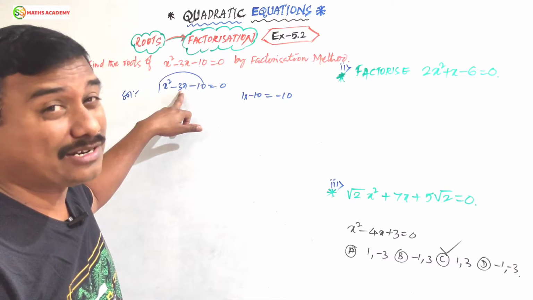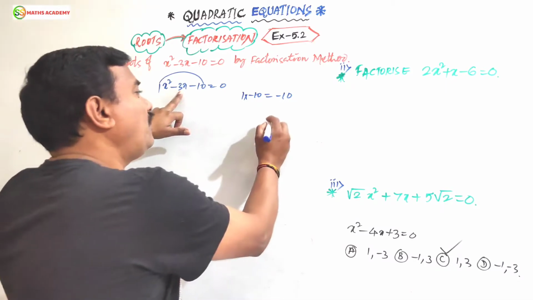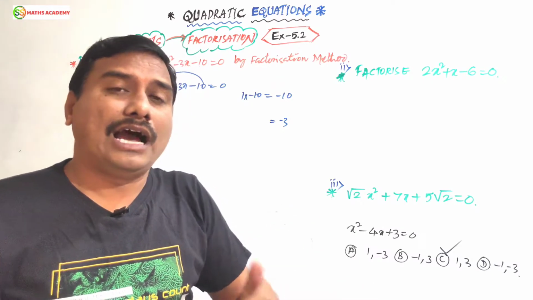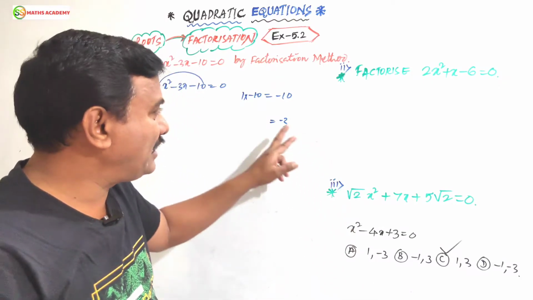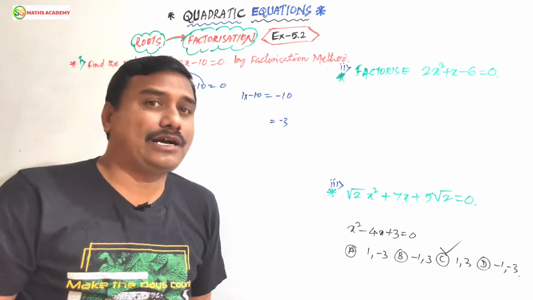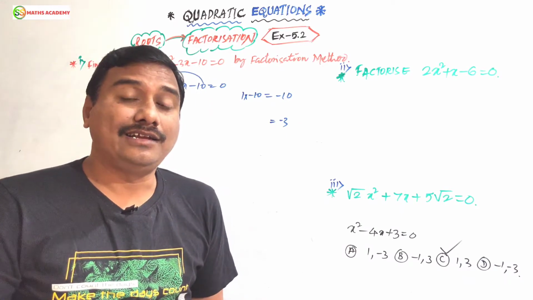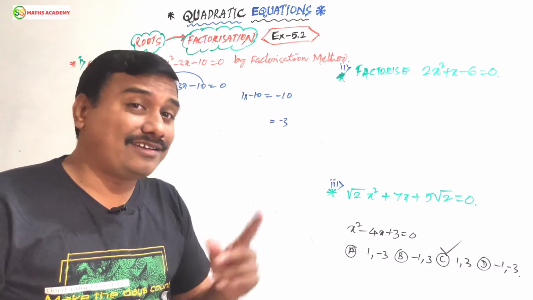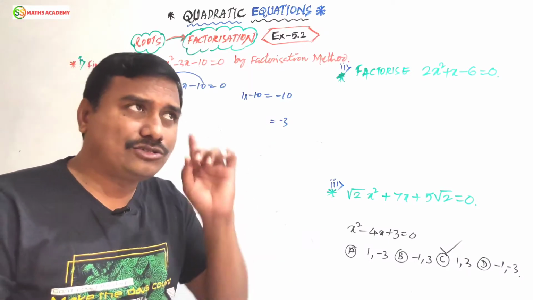What is the middle term coefficient? Minus 3. If you are taking any factors, you have to sum or subtract, and we will get minus 3. For example, suppose 10 is the composite number, we should get 1 times 10. 1 plus 10 is 11, which is not there here. 1 minus 10 is minus 9, which is also not there here. Minus 3 I want. So we can think of it.